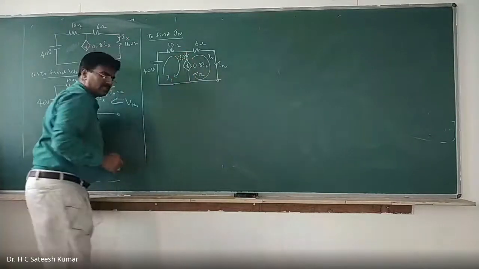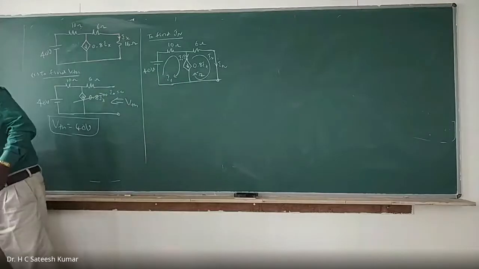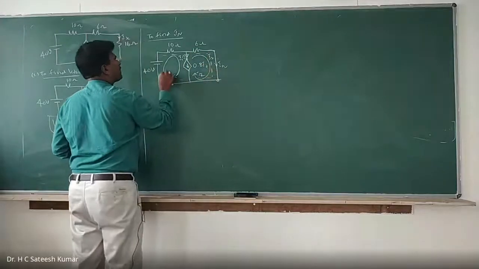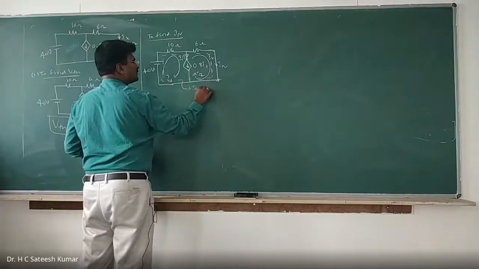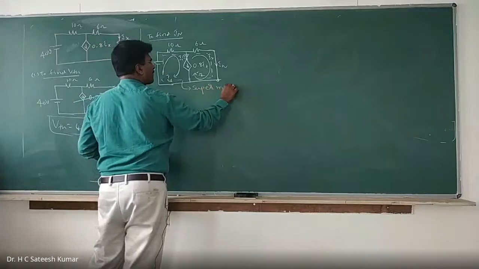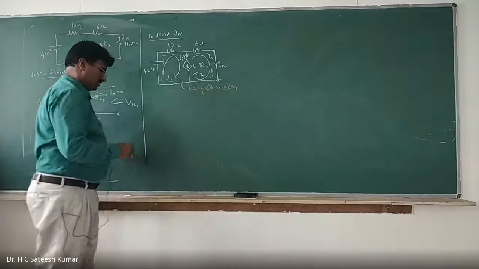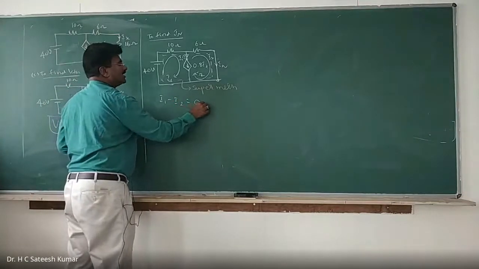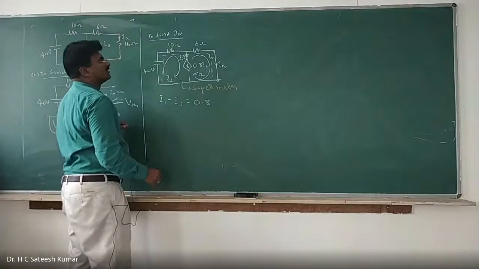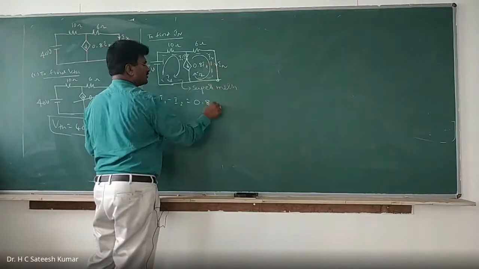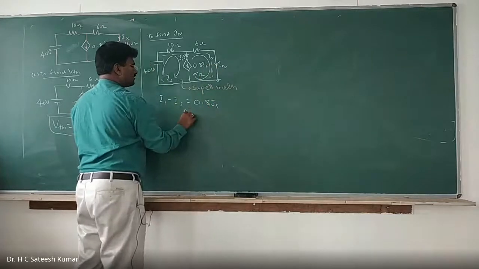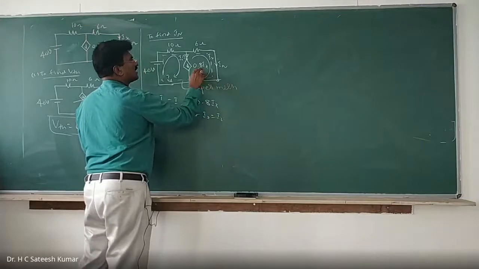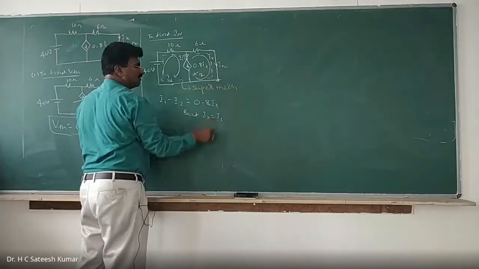There is a super mesh. The super mesh is here. In the super mesh we have I1 minus I2, which is equal to 0.8 Ix. But Ix is equal to what? I2. This is your Ix, but this is your I2. So Ix is equal to I2.